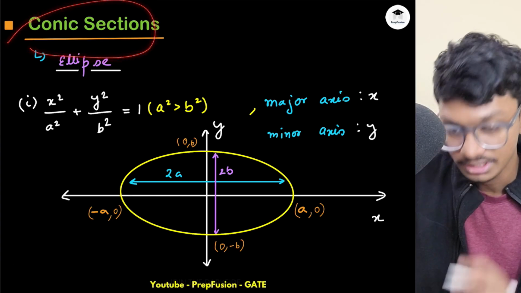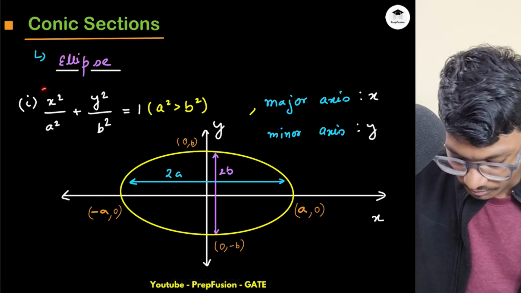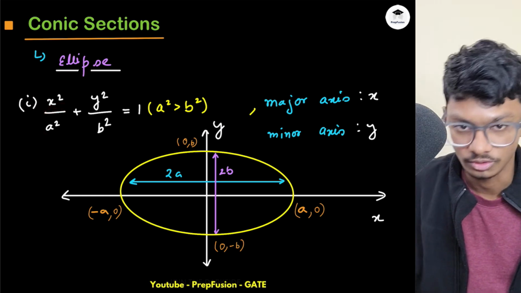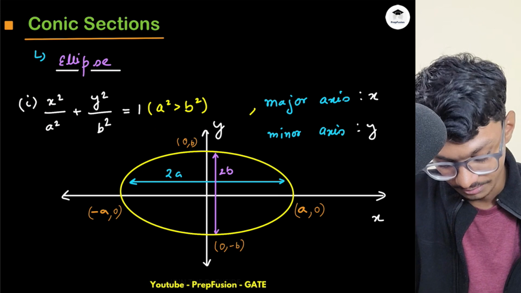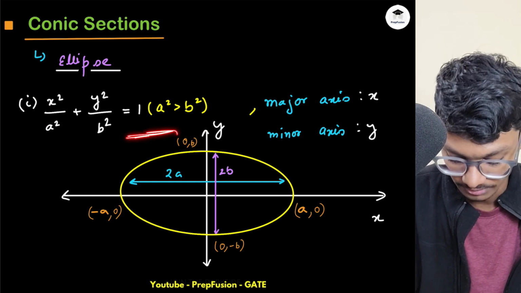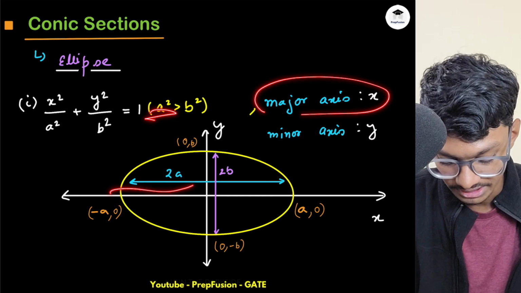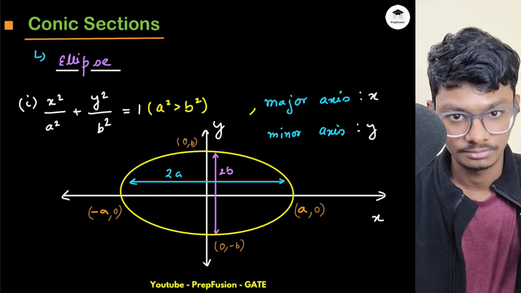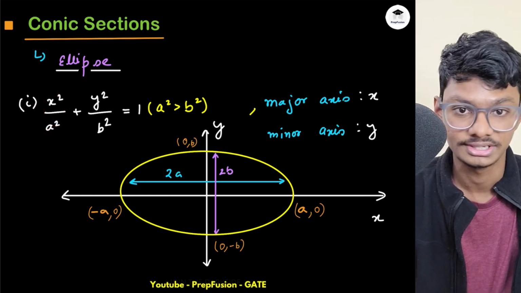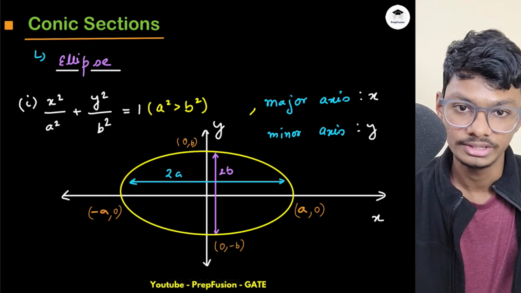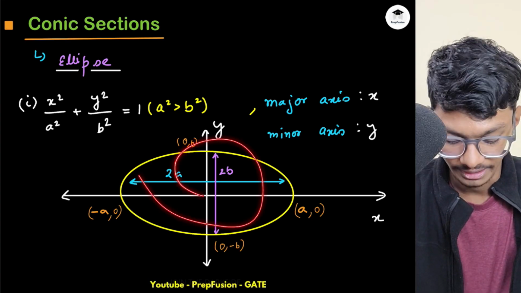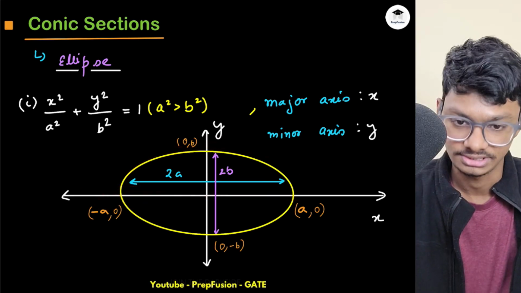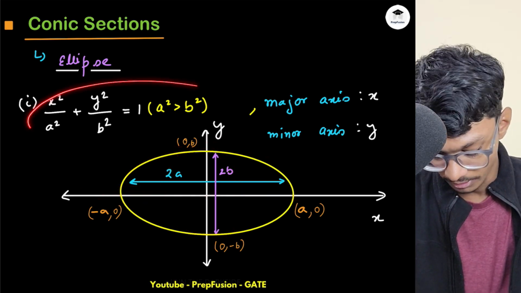Now the next conic section is the ellipse. What is an ellipse? It is related like this: x square by a square plus y square by b square equals to 1, where a square is greater than b square. That is very important. If a square is greater than b square, my major axis will be x and minor axis will be y. You can remember it like this: the x denominator is greater than the y denominator. Hence my major axis will be the x axis and minor axis will be the y axis, and the length of the major axis is 2a and of the minor axis is 2b. This is known as an ellipse.